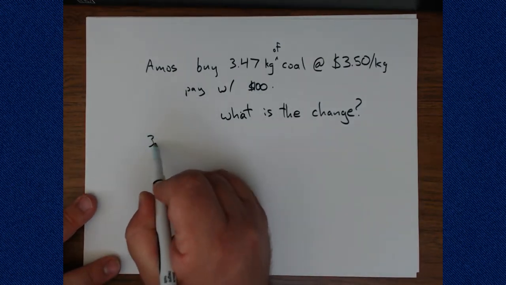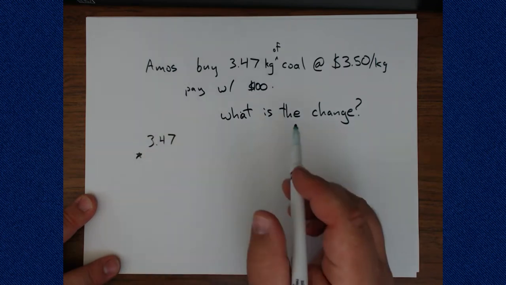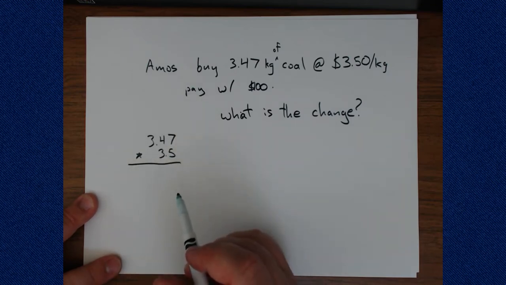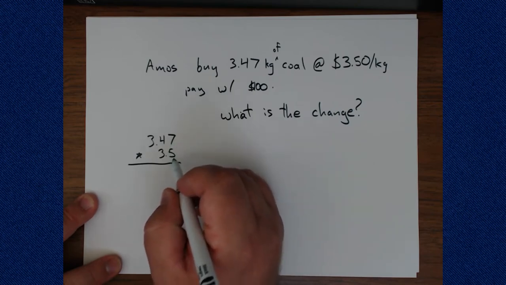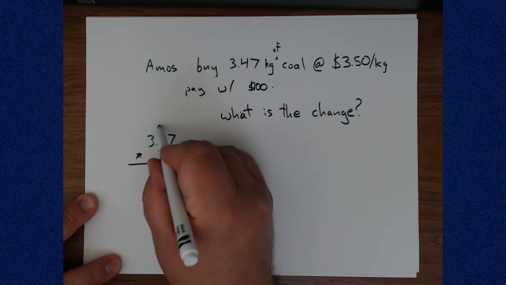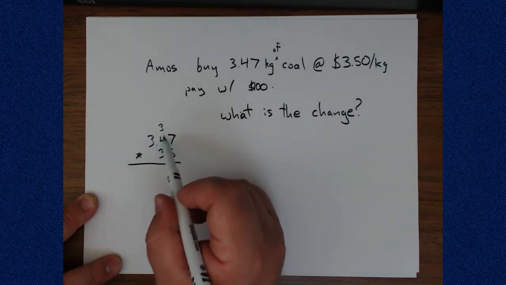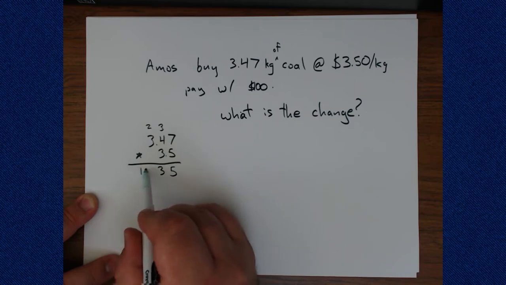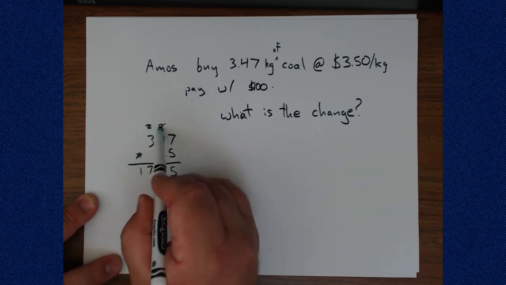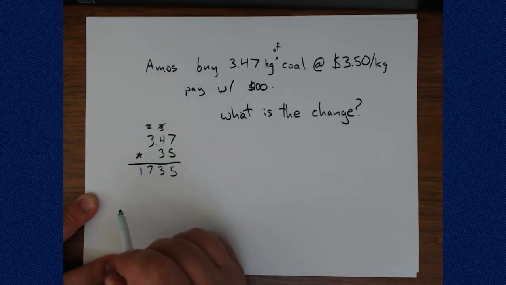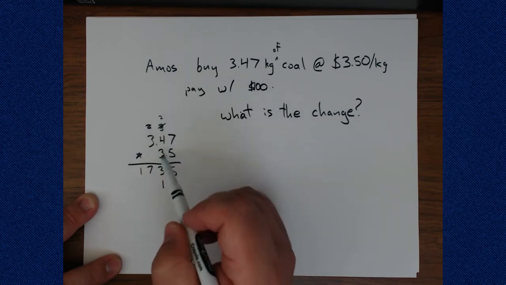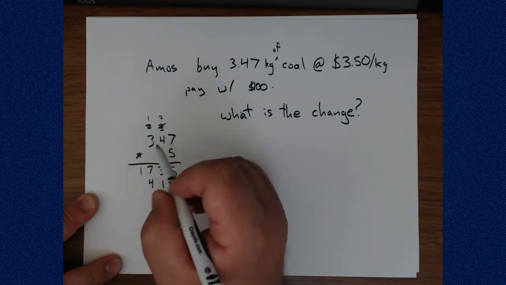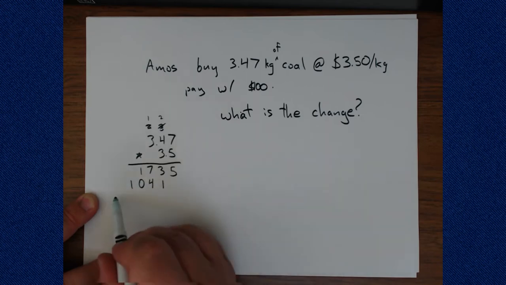So let's take 3.47 and multiply it by, well, 3.5 really, and see what we get. So if we take 7 times 5, we should get 35. So that's a 5, carry the 3. 5 times 4 is 20, plus 3 is 23. 5 times 3 is 15, plus 2 is 17. All right, let me get rid of these, and then we'll go on to the 3. 3 times 7 is 21, so that's a 1, carry the 2. 3 times 4 is 12, plus 2 is 14, so that's a 4, carry the 1. 3 times 3 is 9, plus 1 is 10.